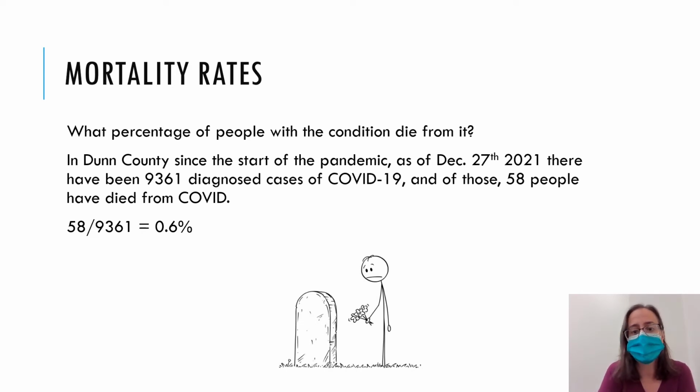So I can look at Dunn County COVID data, for example, and find that since the start of the pandemic until December 27th, when I looked it up, there were over 9,000 cases confirmed of COVID-19 and 58 deaths due to COVID. So 58 out of 9361 is 0.006, which is 0.6%. So the mortality rate of COVID-19 in Dunn County is 0.6%, which is quite a lot of people actually.